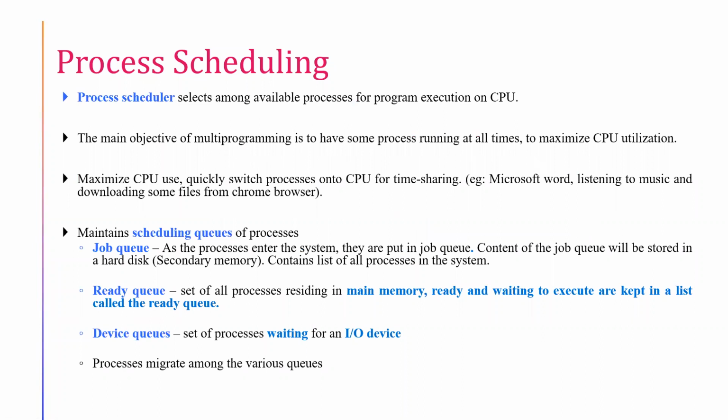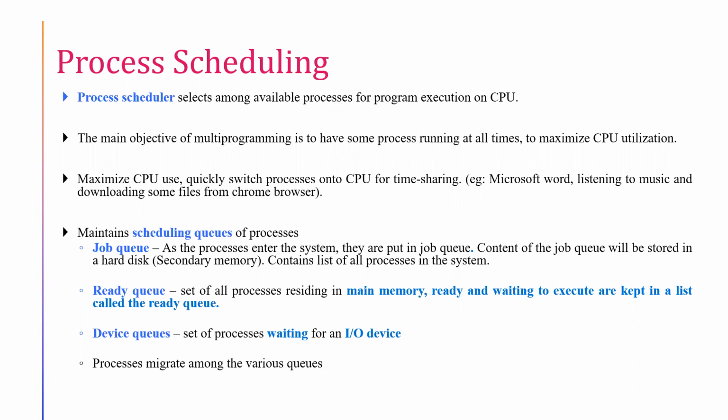So process scheduling, here the process scheduler is going to select the available process for program execution on the CPU. So this is the main use or the main aim of the process scheduler. The process scheduler is going to take the available processes and give them to the CPU. Now the CPU will execute that particular process and give us the outcome.